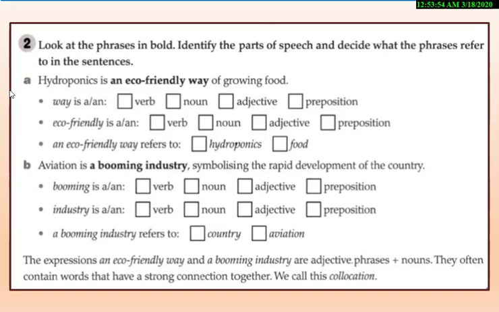Now let's check the answers together. The word way is a noun. Eco-friendly is an adjective. An eco-friendly way refers to hydroponic. Booming is an adjective, but industry is a noun. A booming industry refers to aviation. Check your answers. Correct the mistakes if any.